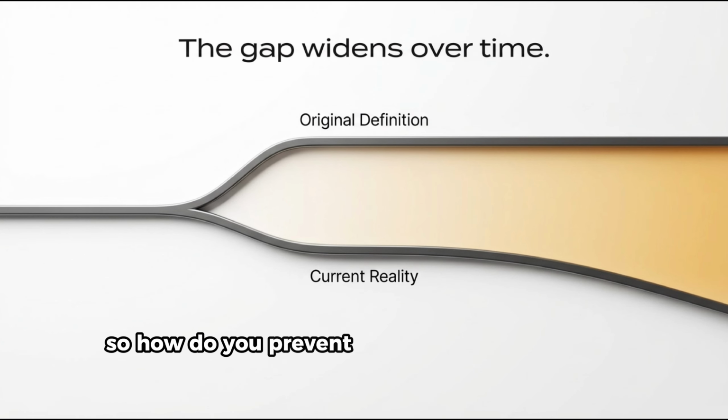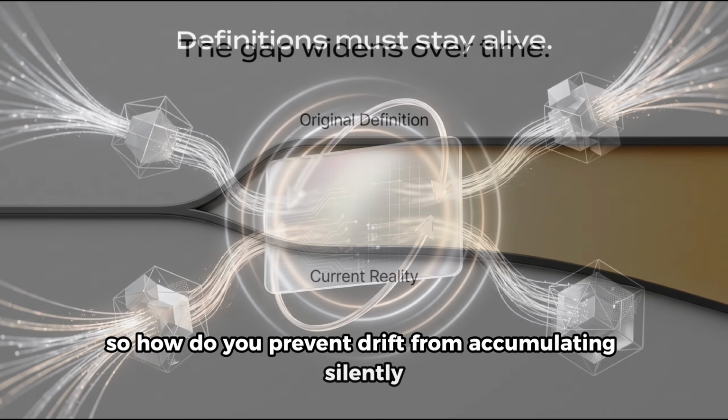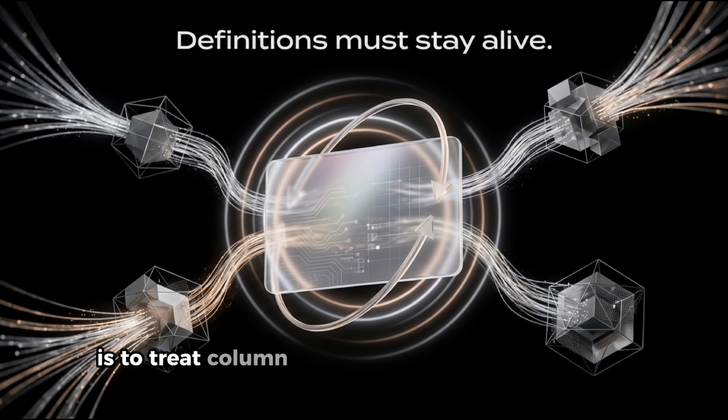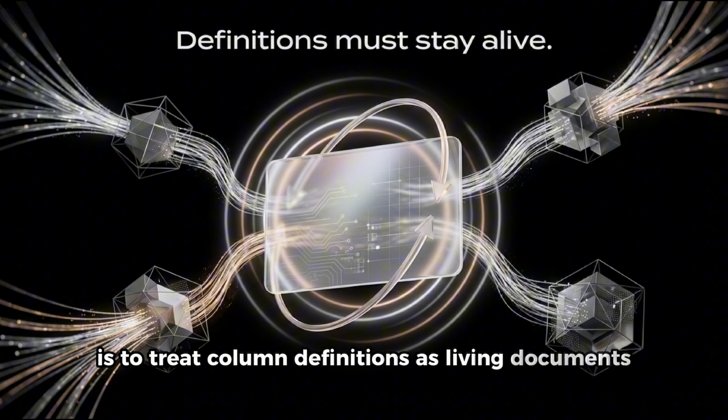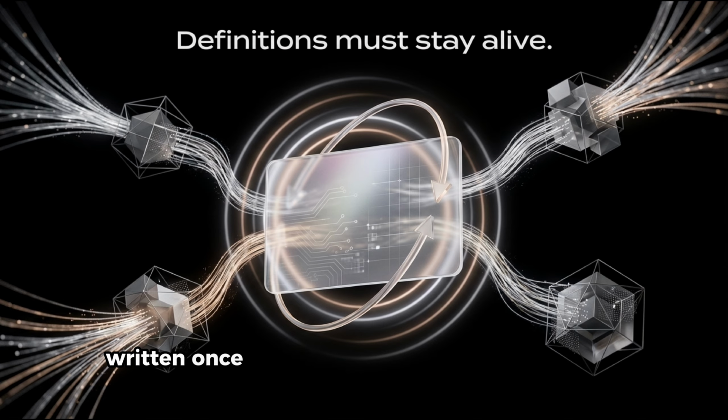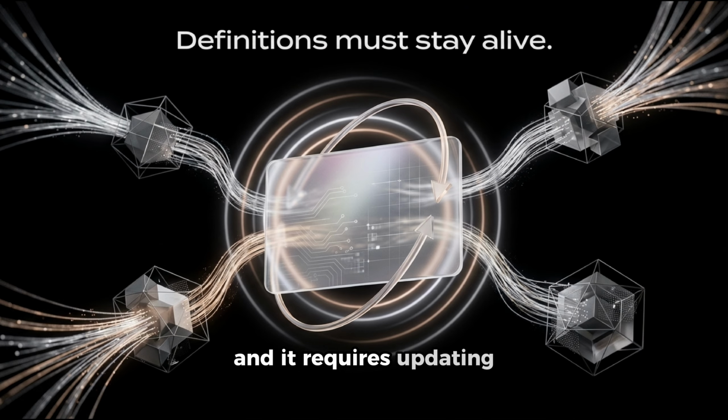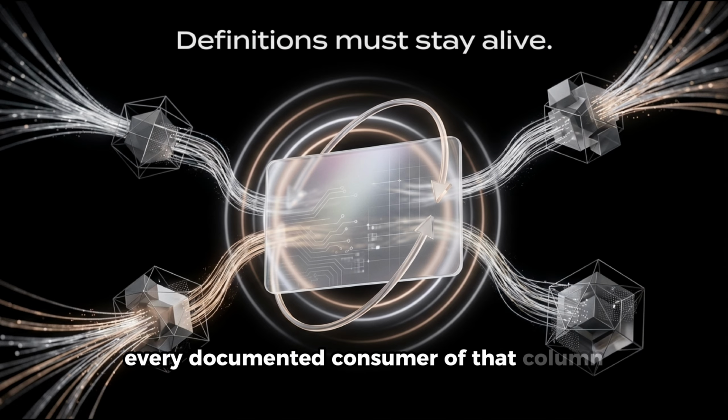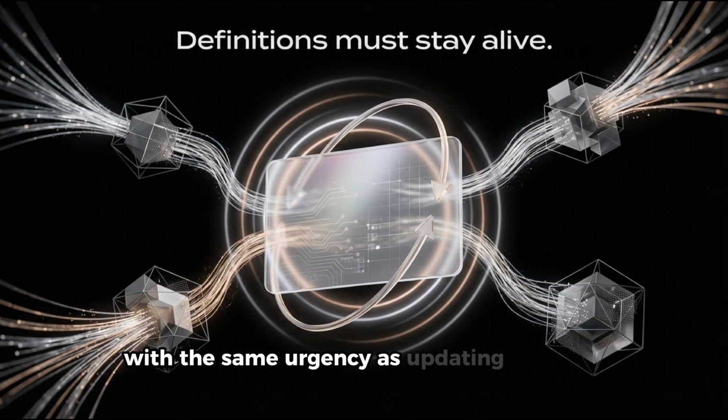So how do you prevent drift from accumulating silently? The first step is to treat column definitions as living documents, not a README written once at project start and never updated. A definition that is reviewed whenever the business changes what the column represents. When a developer changes what status 3 means, that is not just a code change, it is a definition change, and it requires updating every documented consumer of that column with the same urgency as updating the code.